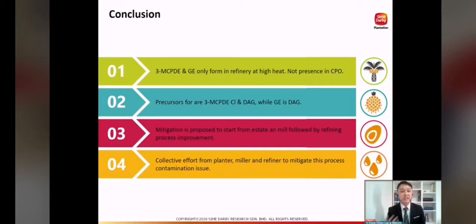Lastly, we need a collective effort from planters, millers, and refiners to mitigate this process contaminant issue, because what we have in SAMW as an upper hand, because we are an integrated plantation company, is that we're able to solve this together between the planters, millers, and refineries within the company.